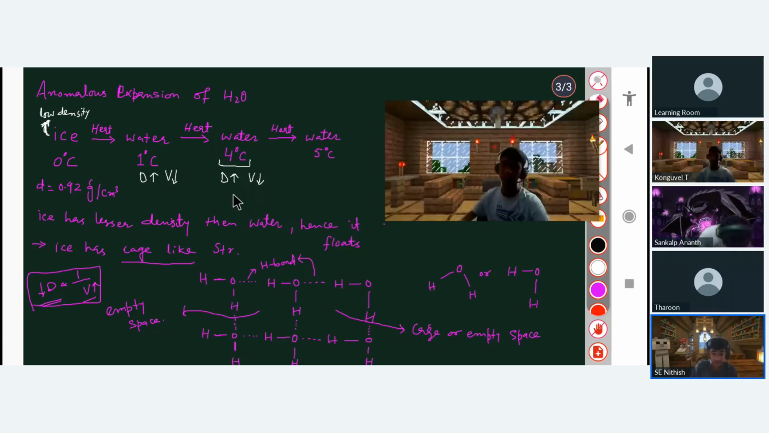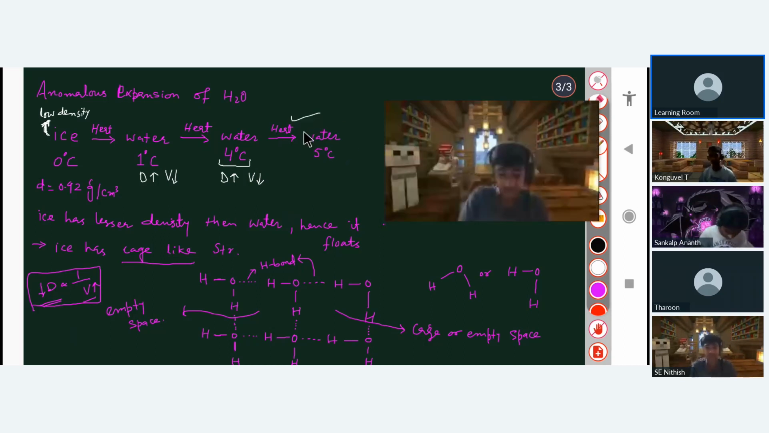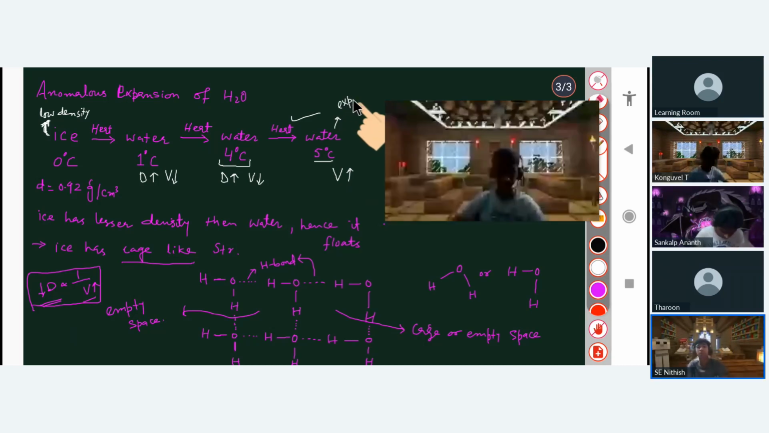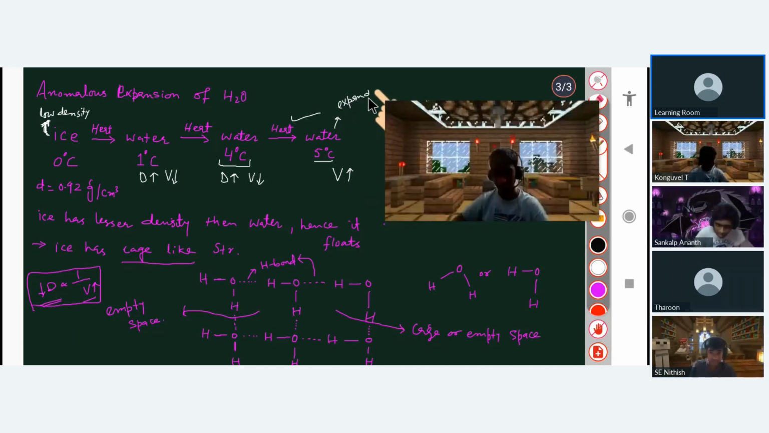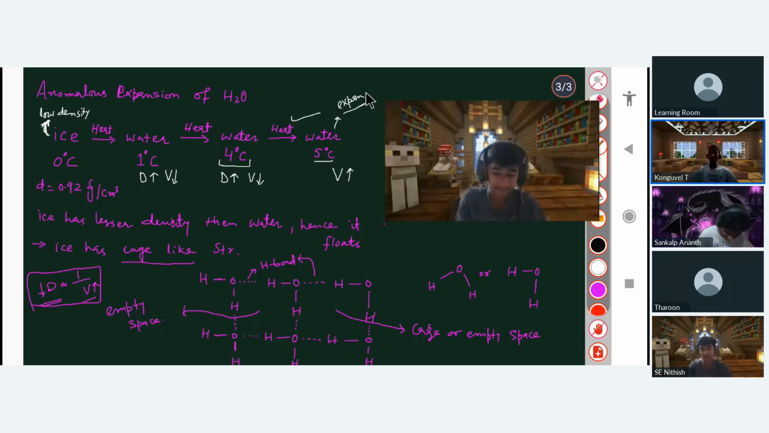Yes, sir. But after 4 degrees Celsius, if you again heat it, that means you are again heating the water. That means now the temperature is 5 degrees or more than 5 degrees. What will happen now? Now volume will increase. Can you tell me why volume will increase? Because of the anomalous expansion of water. It will start evaporating, expanding.